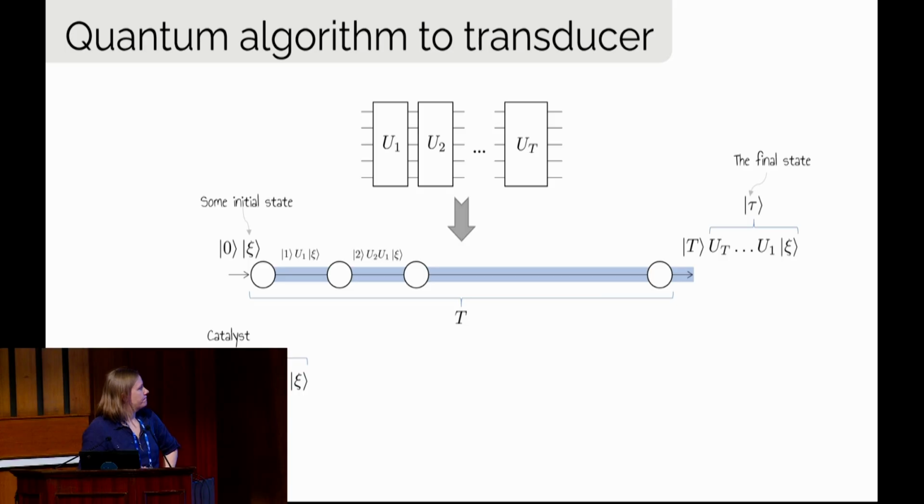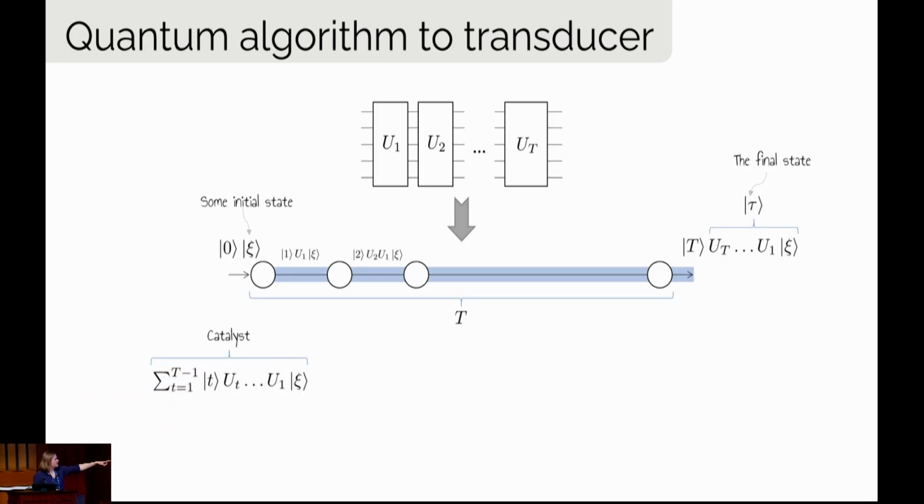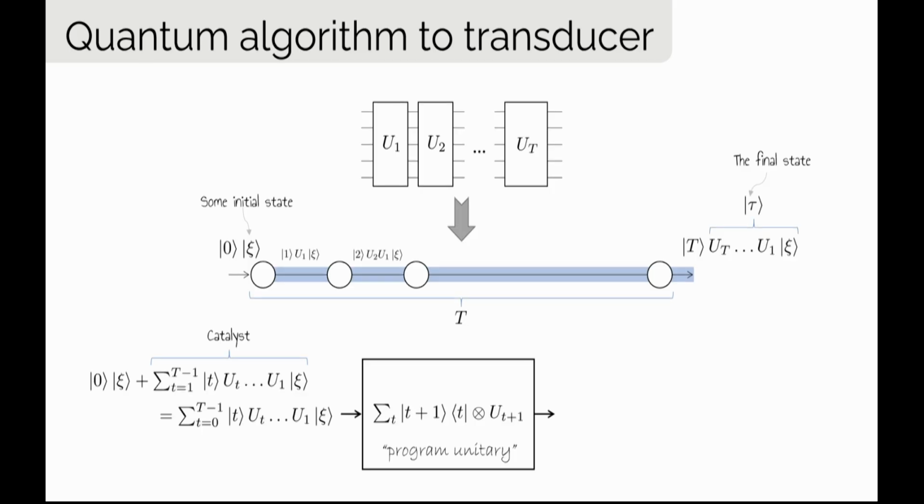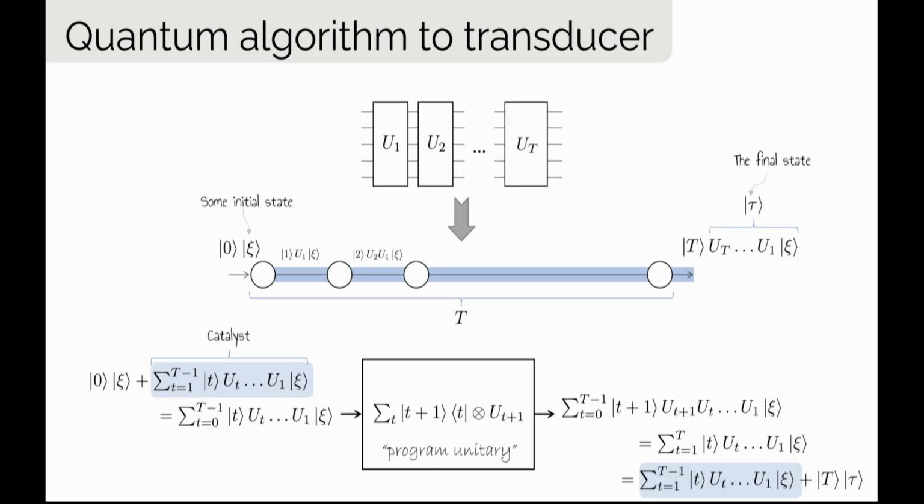So if we take the sum of all of these states, this is the catalyst. You might recognize this as an unnormalized history state. And mathematically, if we take the initial state and this catalyst, and we apply the transducer, which mathematically means that we apply this program unitary, which looks at the time register, applies the appropriate gate, U_{t+1}, and then increments the time register, thus pulling everything along one step of the algorithm. Then the result is that we get the catalyst back, but now instead of the initial state, we have the final state.